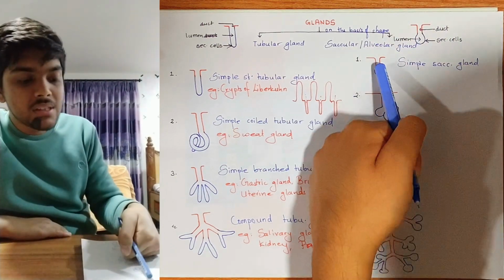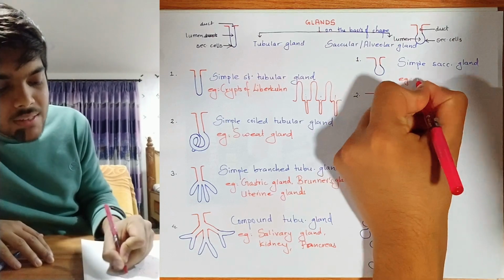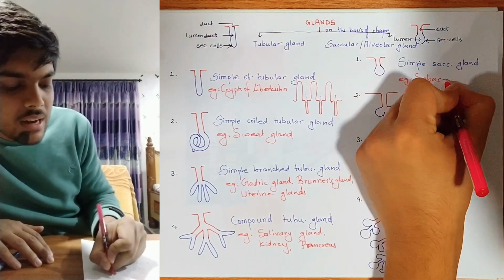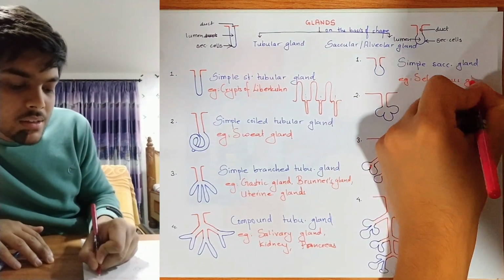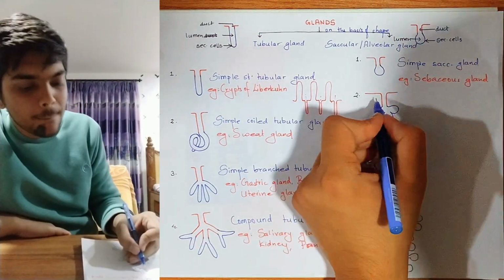It's simple because it has a single duct. Example of which is your sebaceous gland. What do we know about sebaceous gland? It is a holocrine gland. That is, during its secretion, the cell ruptures completely.